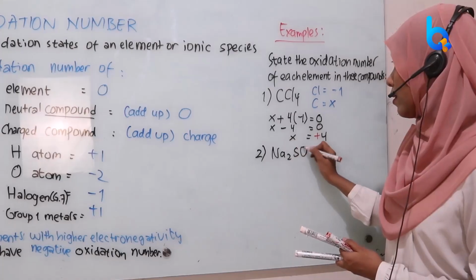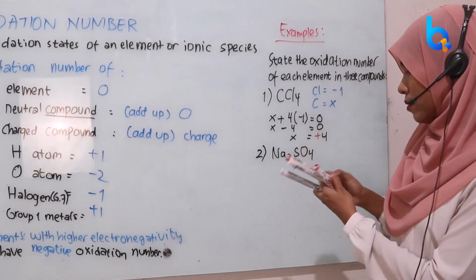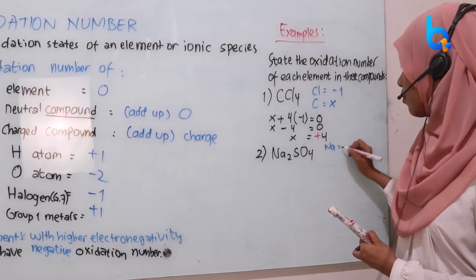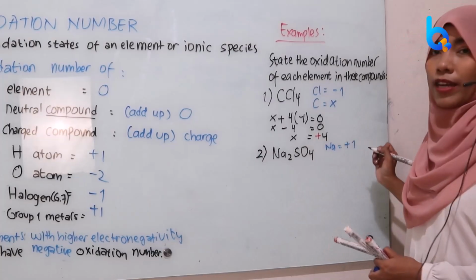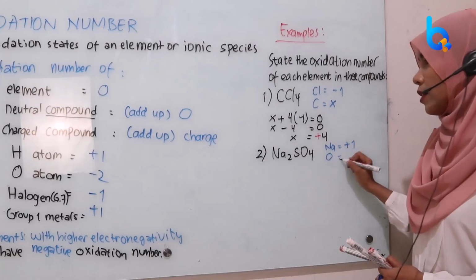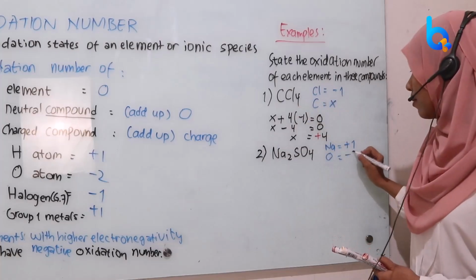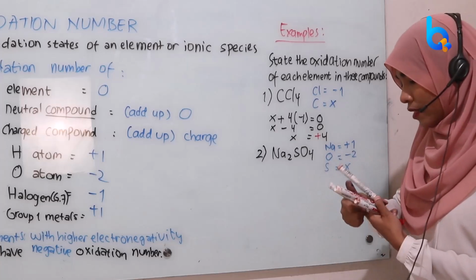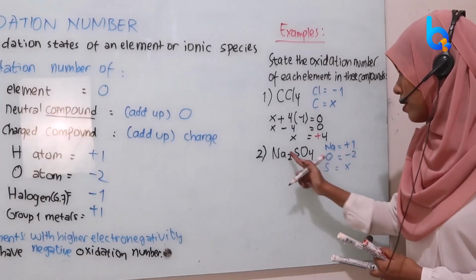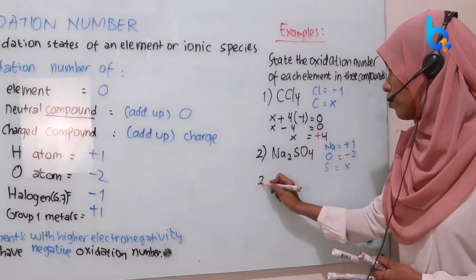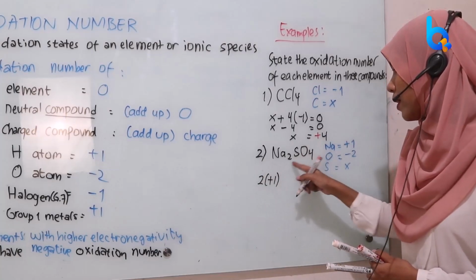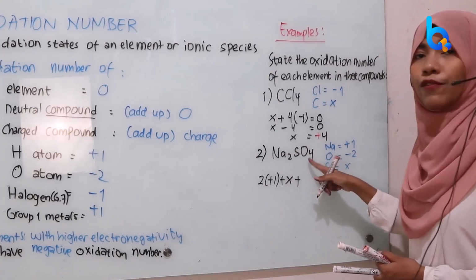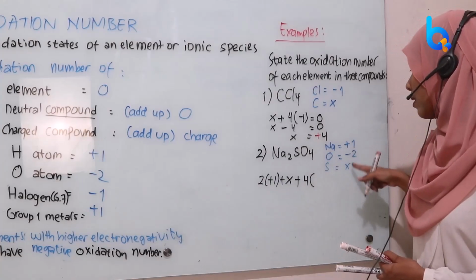sodium sulfate. So here sodium is a group 1 metal, so it will have an oxidation number of +1. And then oxygen, we know from the rules, will have oxidation number of -2, and we still don't know for sulfur, so just put it as X. So let's calculate. The Na is +1, but there are 2 Na here, so it will be 2 times +1 plus S, which we write as X, plus there are 4 oxygen here, so 4 multiplied by -2.